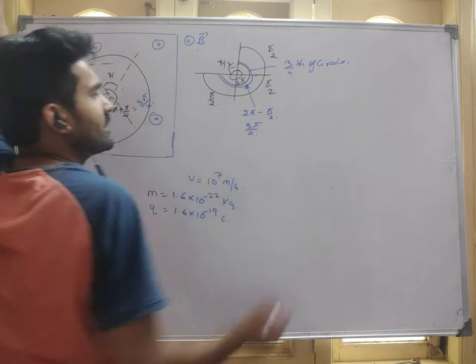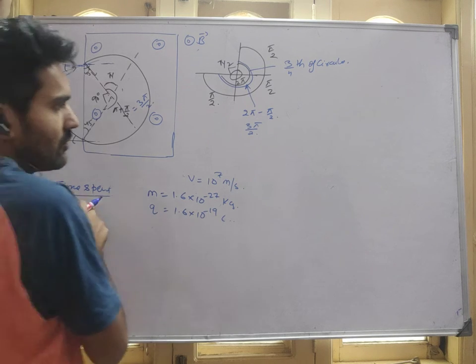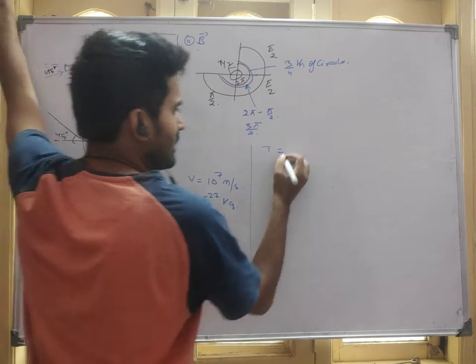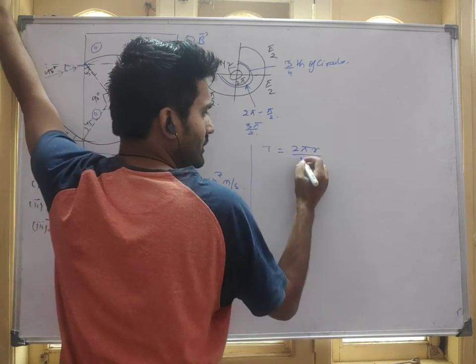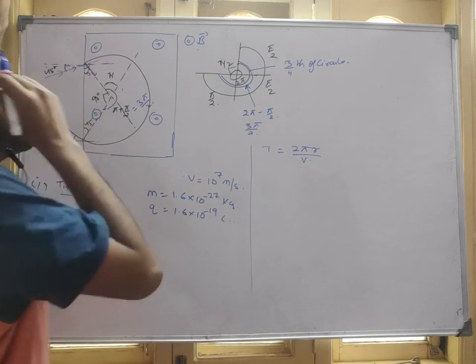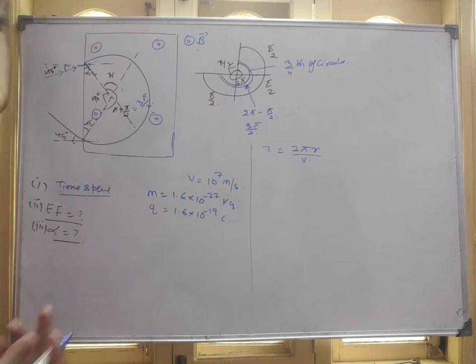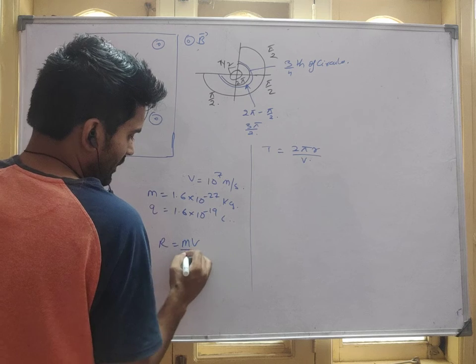Okay, it is the 3/4 of the circle, right? So if you want to find out the time spent here, what is the total time spent? Tell me, guys: 2 pi r by v. But here you see, what will the radius be? The radius will be the same, because r is equal to mv by qB. R is equal to mv by qB.